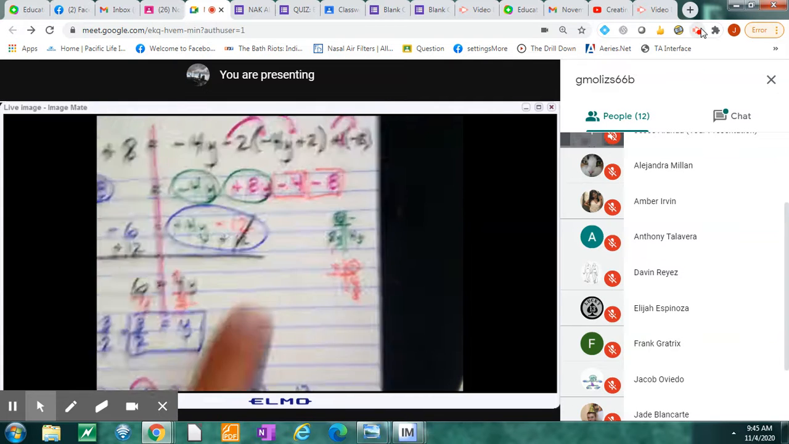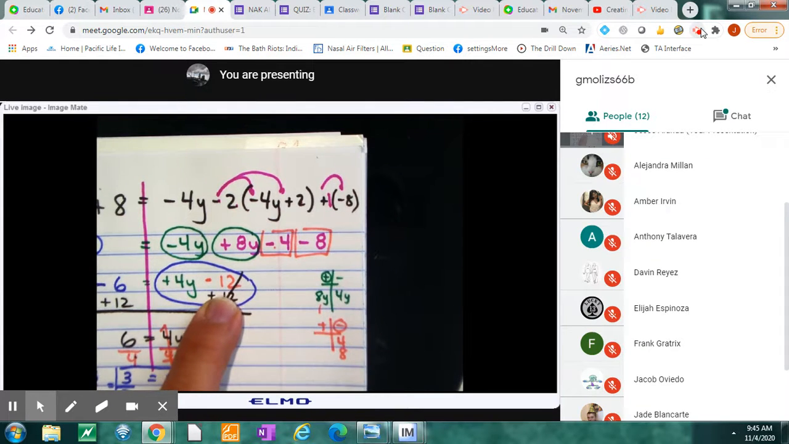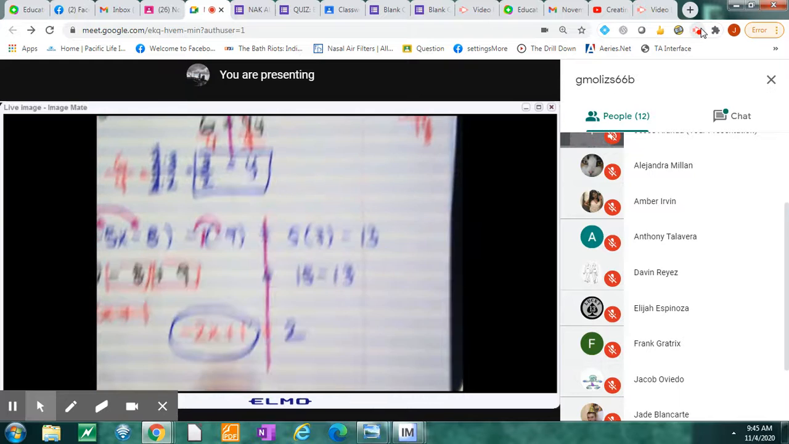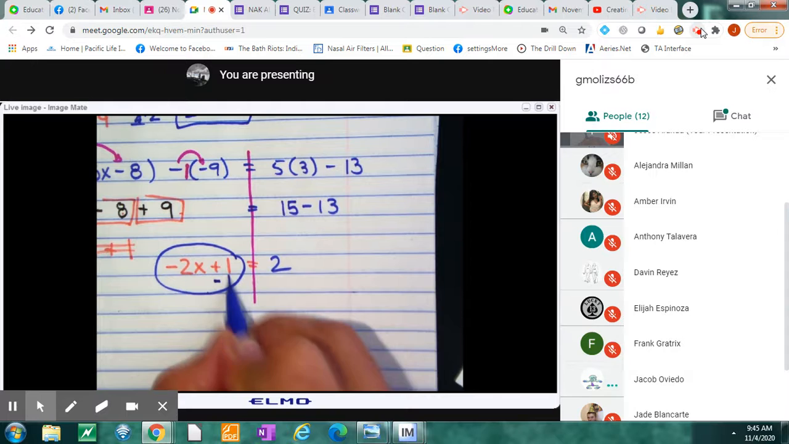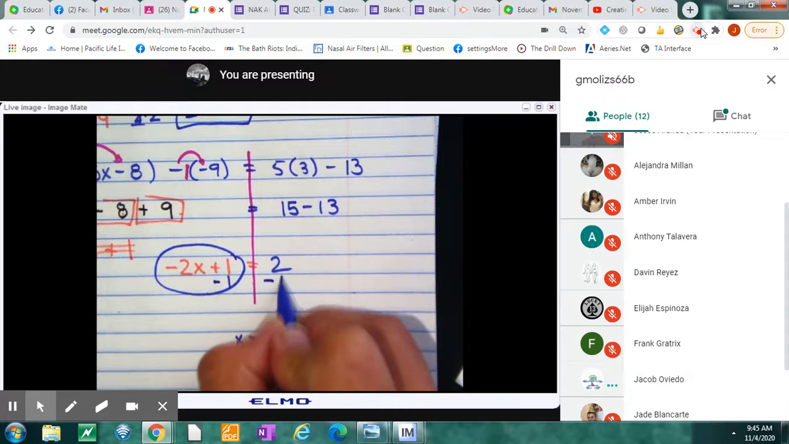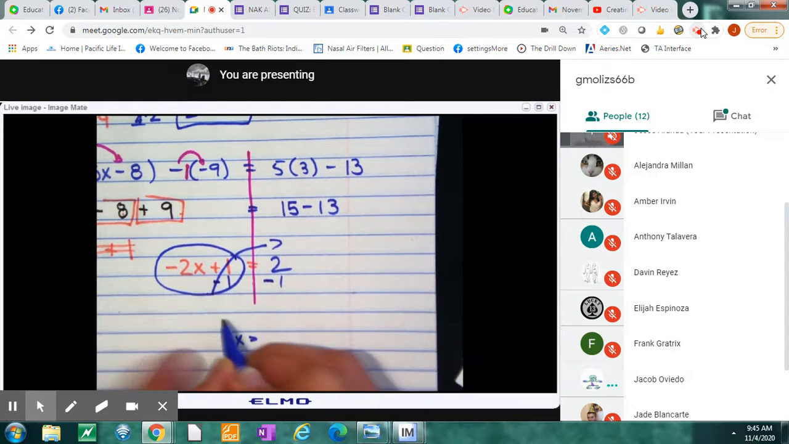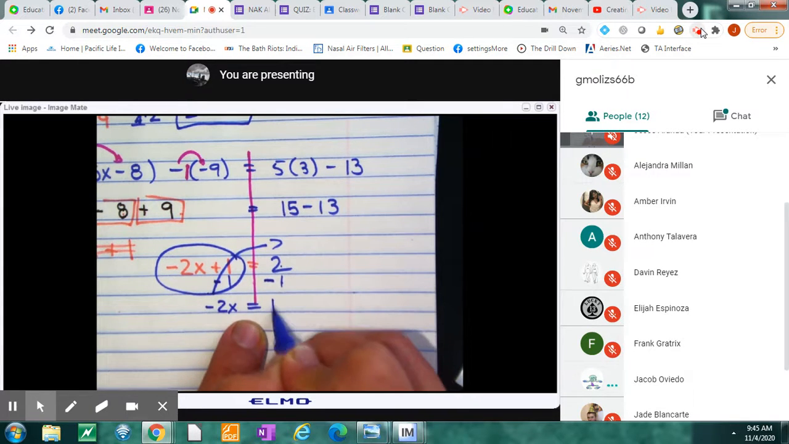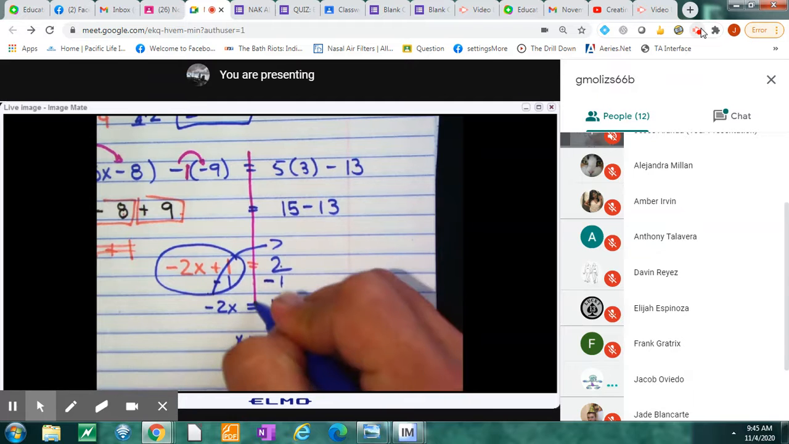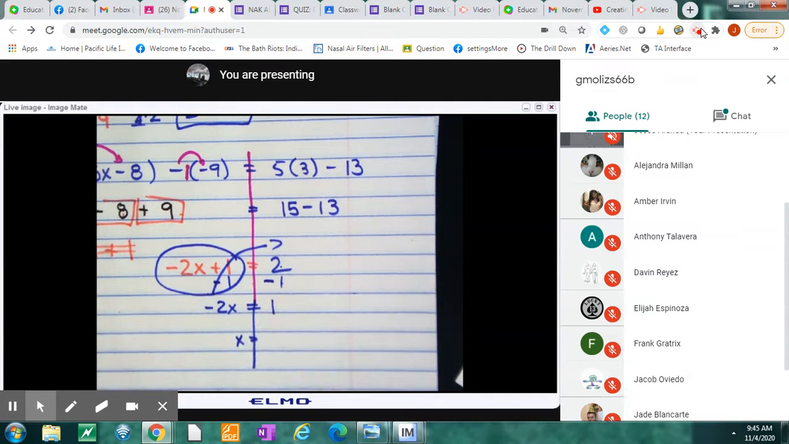Remember, over here I got rid of the negative 12, the constant, and then divided. But over here, what do I got to get rid of, Jacob? Yeah, get rid of the adding 1, so I'm going to subtract 1 on both sides. That gives me negative 2x equals, now what's 2 take away 1? 1, right? Now remember, the coefficient with the variable, they're together. Get them out, so you have to divide.